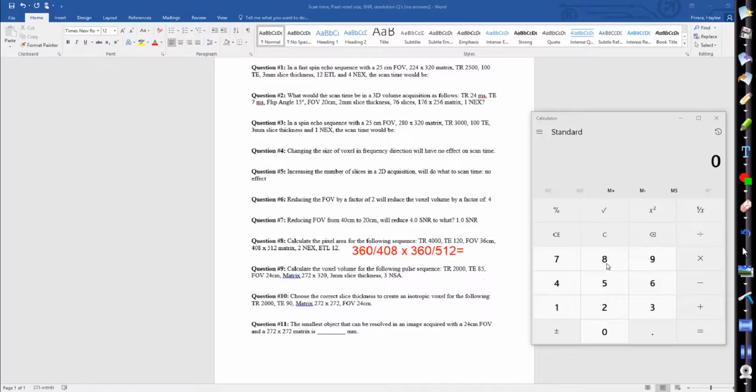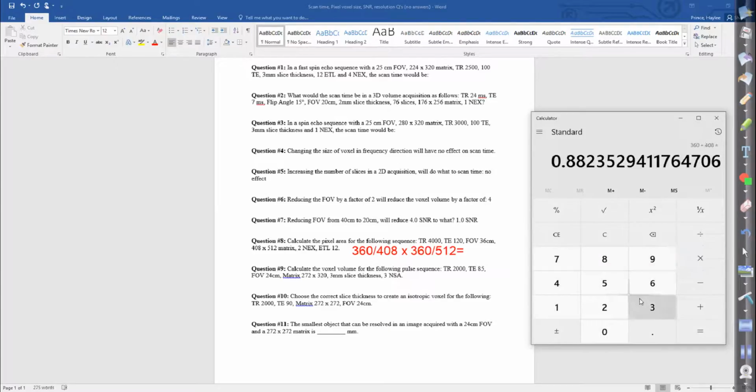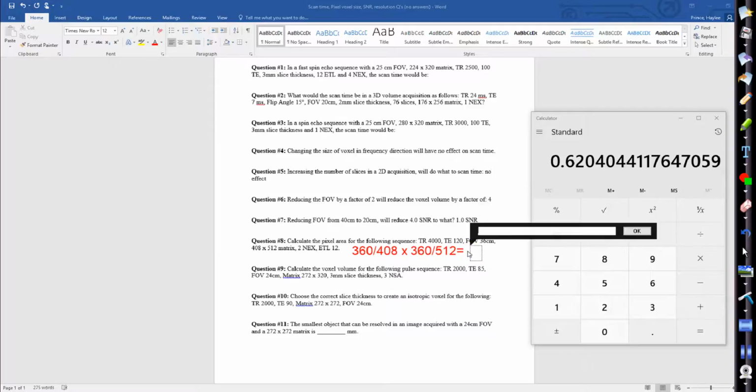I got 0.62. Okay, so let's do that. So 360 divided by 408 times 360 divided by 512. 0.62, is that what you guys got? Yeah. Millimeters squared. So once again, your answer has to be in millimeters squared. 0.62 millimeters squared. Okay, final answer.